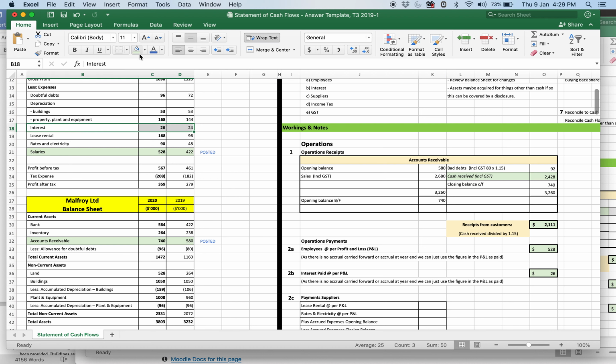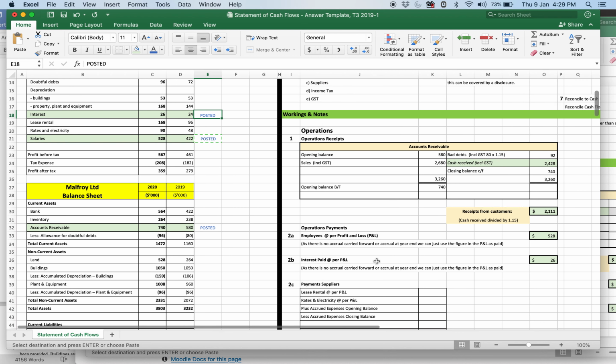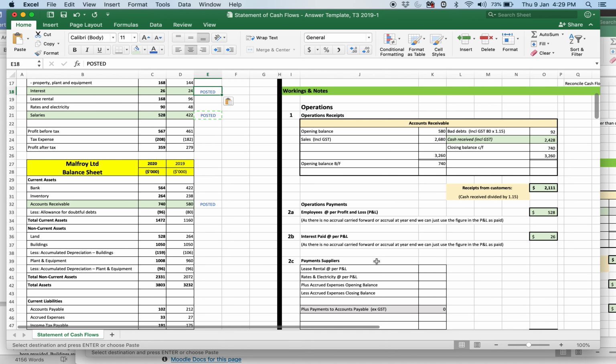Again, I'm just going to use the same convention. I'm going to use the green shading for things that go in the operational side of things. Now we're moving down. There's a number of other suppliers, so we're just grouping these other suppliers together. We're not going to do them one at a time.